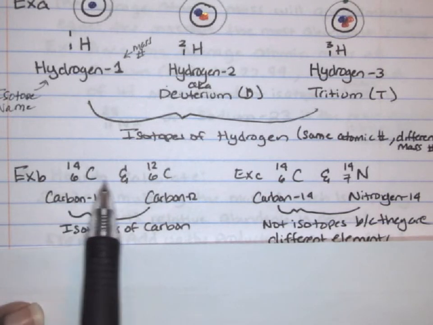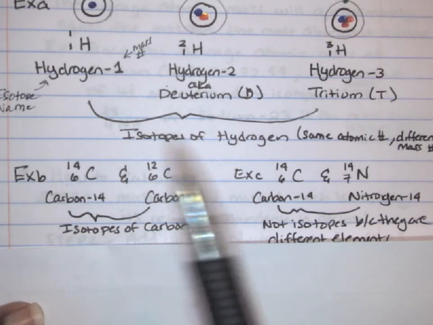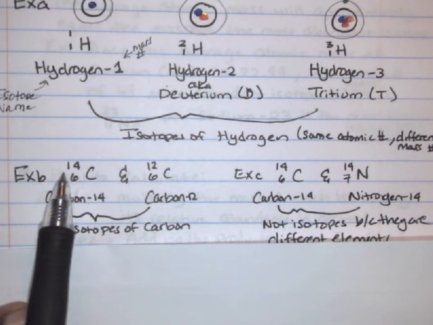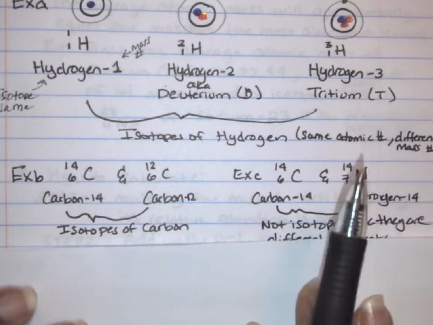Why? Well, they're both carbons because they have 6 protons, where atomic number is 6, and only carbon has that, so they're the same element. However, they have a different mass, so they weigh different masses. So we have carbon 14, which has a mass of about 14 AMUs, and carbon 12, which has a mass of about 12. So that makes them isotopes. They're the same element, just have different masses.